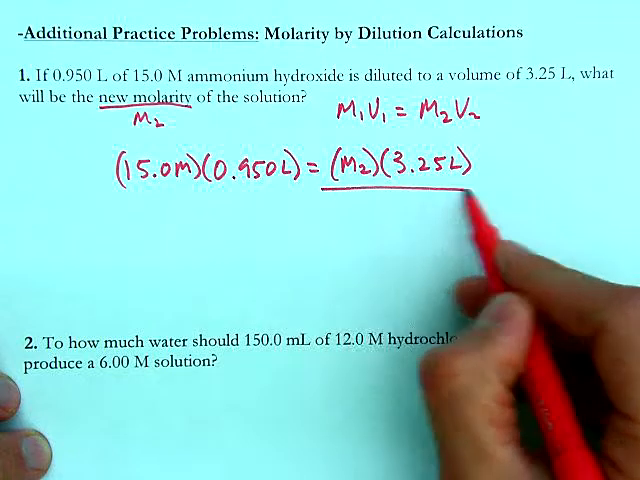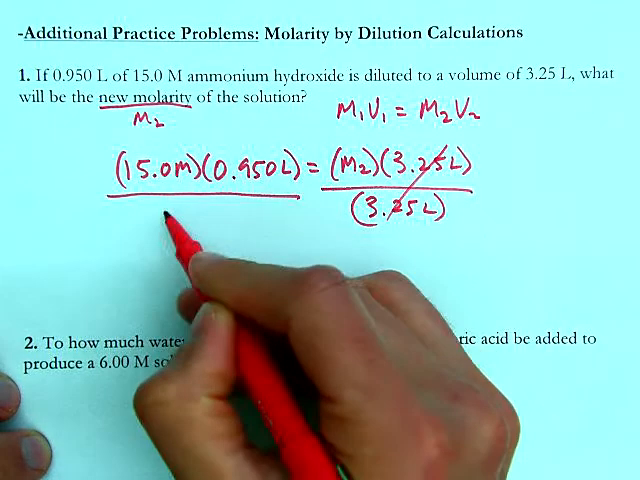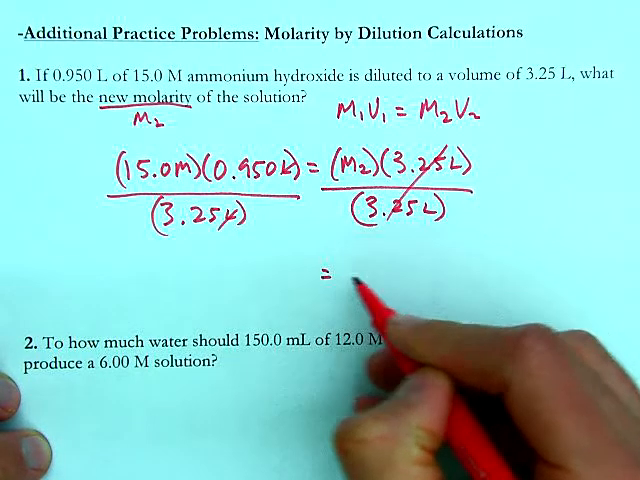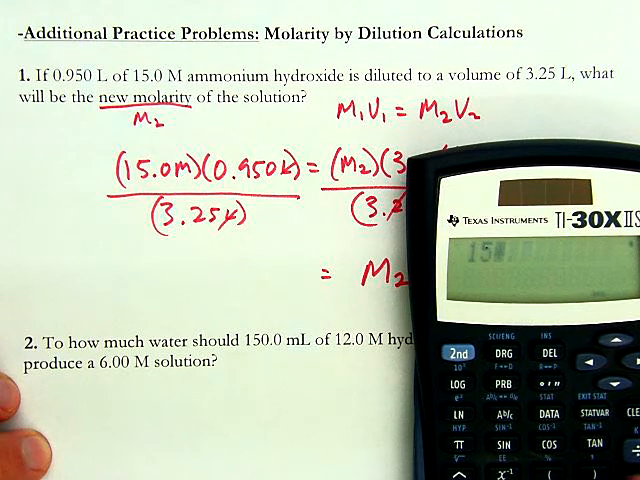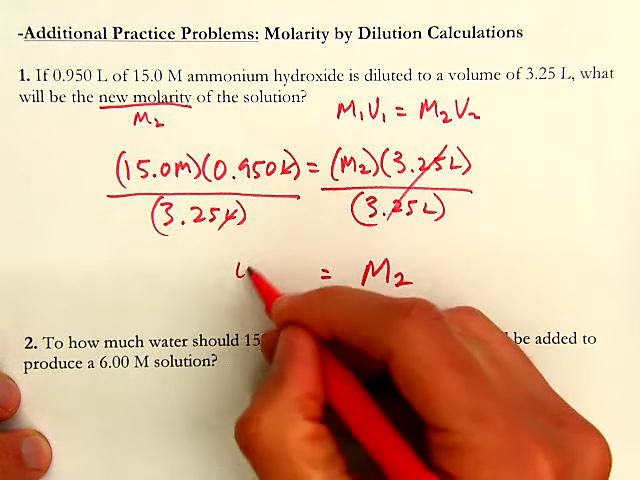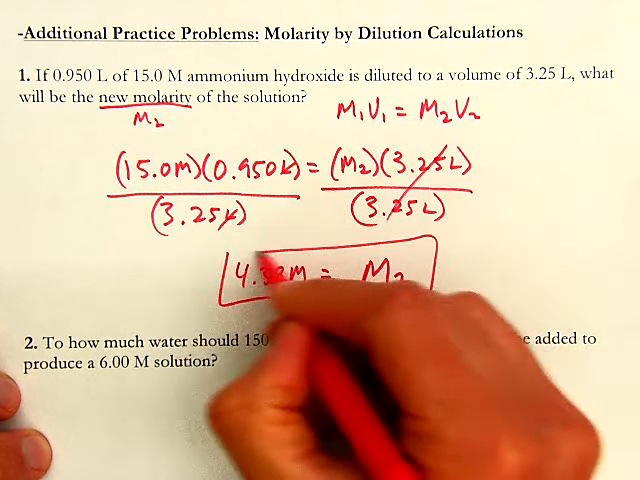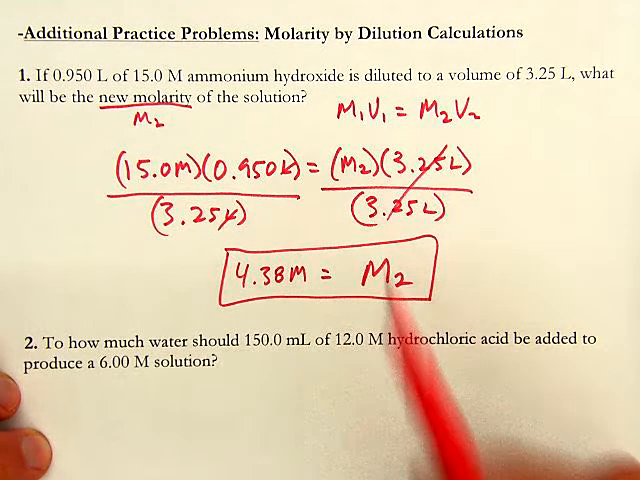Now let's actually solve. We're going to divide by 3.25 liters so that it cancels. Whatever we do to one side, we do to the other. Units of liters will cancel, and we will get our ending molarity, which here, 15 times 0.95 gives us some number divided by 3.25. We get 4.38. That's our molarity. And like I said, it's like we expected. The volume more than tripled, so our molarity is going to be less than a third.